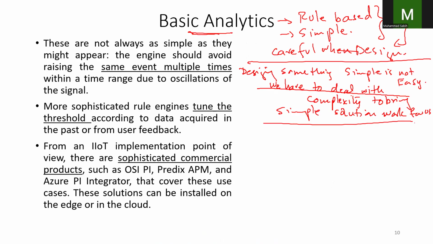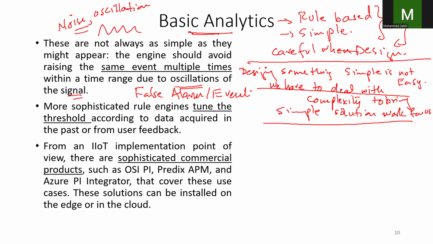One challenge is avoiding repeated alerts. Sometimes, due to noise or oscillation in the signal near the threshold, it may trigger a false alarm or event. We don't know why this noise or bias is there, and there may be some logical reason for that. So that means we need to tune the threshold dynamically.